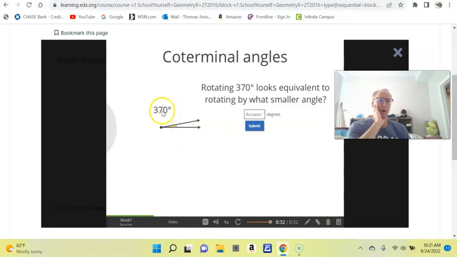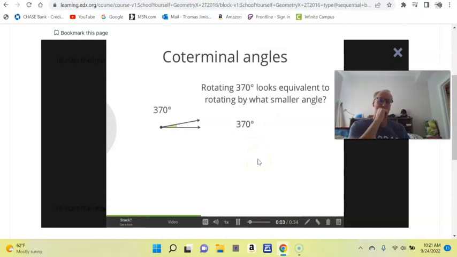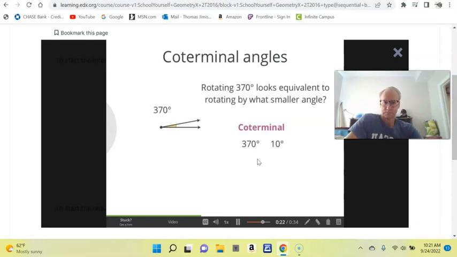Okay, you went all the way around 360, and then you had to do 10 more. Nicely done. You took 370 degrees and subtracted 360 degrees, the angle of a complete rotation, and got an answer of 10 degrees. These two angles, 370 degrees and 10 degrees, are called coterminal angles, which is the name given to angles that differ by a whole number of complete rotations.